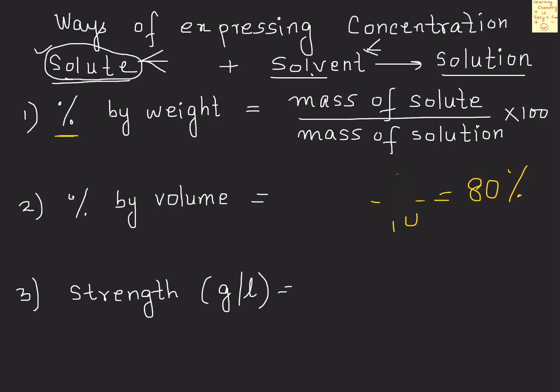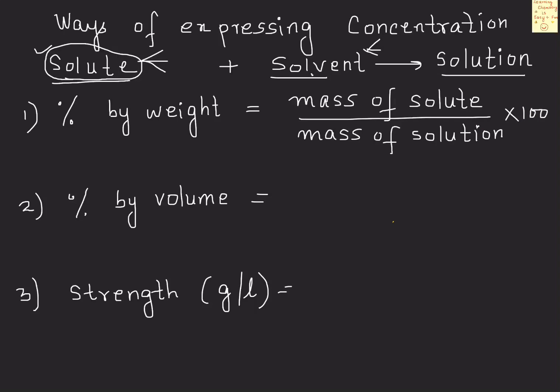So when we express the percentage by weight, that means we are accounting for the weight of the substance, right? So how do we express percentage by weight? As the mass of the solute present in a given mass of the solution expressed as a percentage. Percentage means we multiply it by 100, right? So the amount of solute present per 100 grams of the solution.